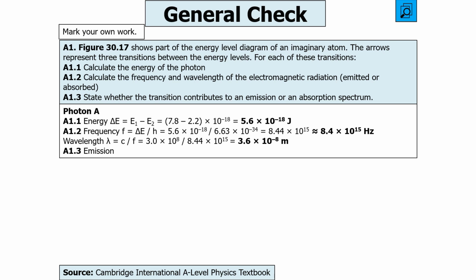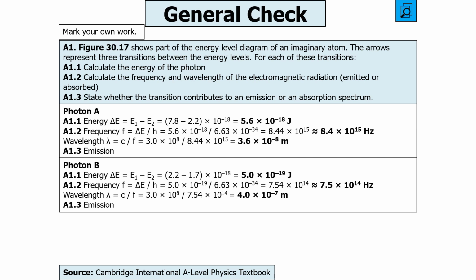You do the same for photon B, and you get 5 times 10 to the minus 19 joules, 7.5 times 10 to the 14 hertz, and 4 times 10 to the minus 7 meters, with it being emission.